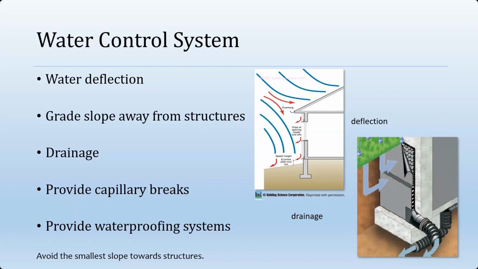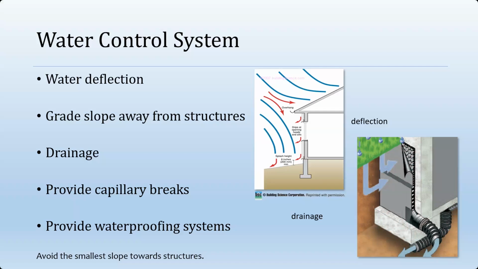So the water control system simply speaks to water deflection away from structures. Again, as I mentioned earlier, it's always preferred to have grade sloping away from a structure. And certainly our waterproofing should ideally always be tied into some form of drainage, and ideally tied into a drain tile system, aka French drain. Capillary breaks are basically what these drainage mats provide.